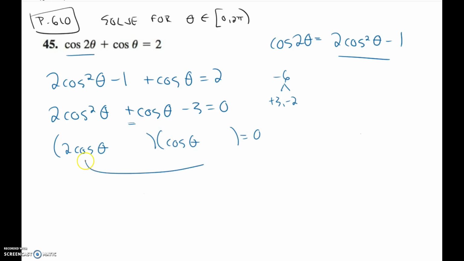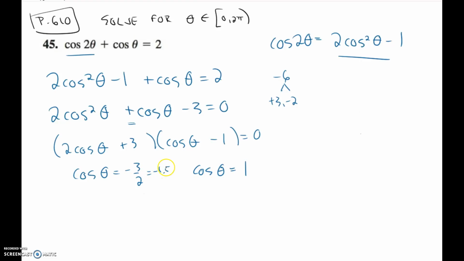So I'm going to make the outside product the negative 2. I'm going to make the inside product the positive 3. Okay. Set each of these equal to 0. So the cosine of theta is equal to negative 3 halves. And the cosine of theta is equal to positive 1.